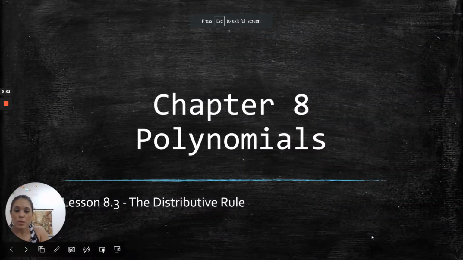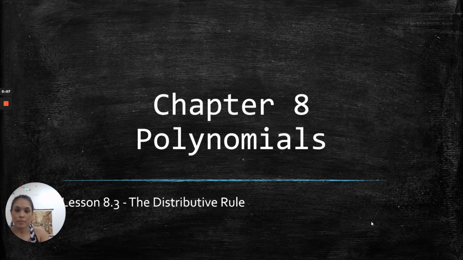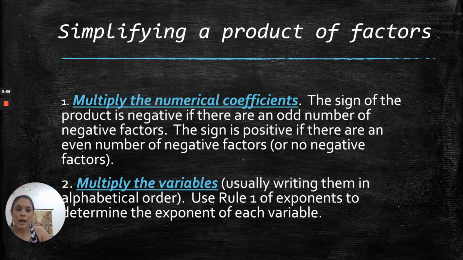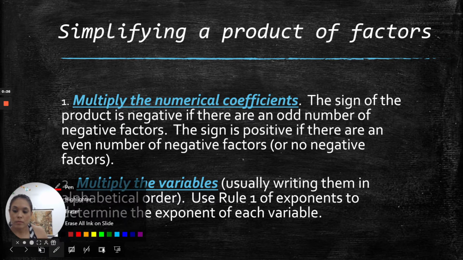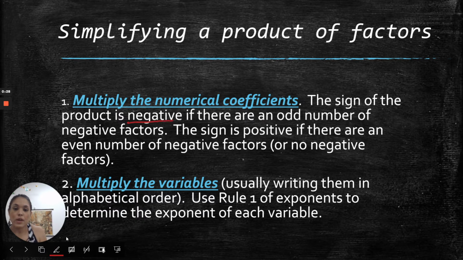Hello class, we are learning the distributive rule for polynomials today. Simplifying a product of factors, there are some rules. First, you want to multiply the numerical coefficients, and this is the number that is next to the variable in your expression. The sign of the product is negative if there are an odd number of negative factors.